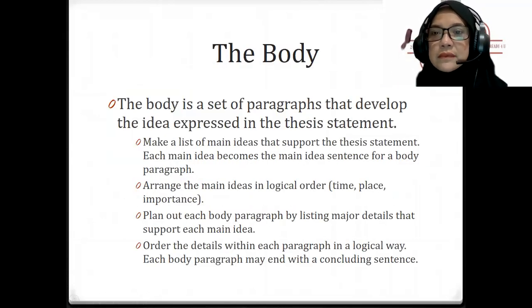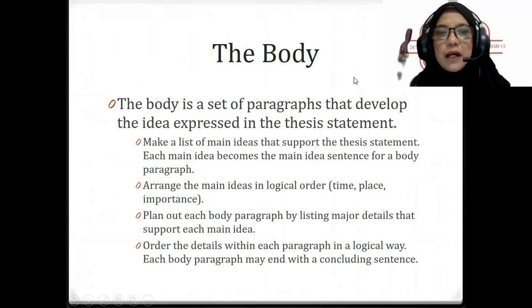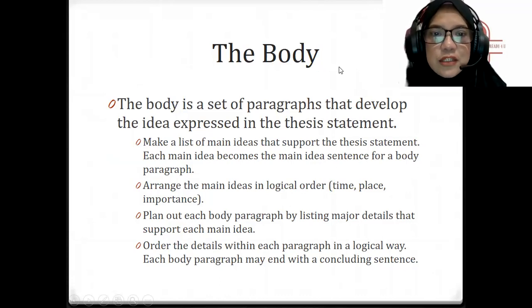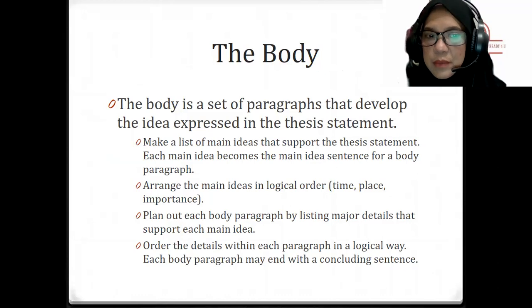Okay, that's the introduction, right? Now let's look at the body. The body is a set of paragraphs that develop the idea expressed in the thesis statement. Make a list of main ideas that support the thesis statement. Each main idea becomes the main idea sentence for a body paragraph.